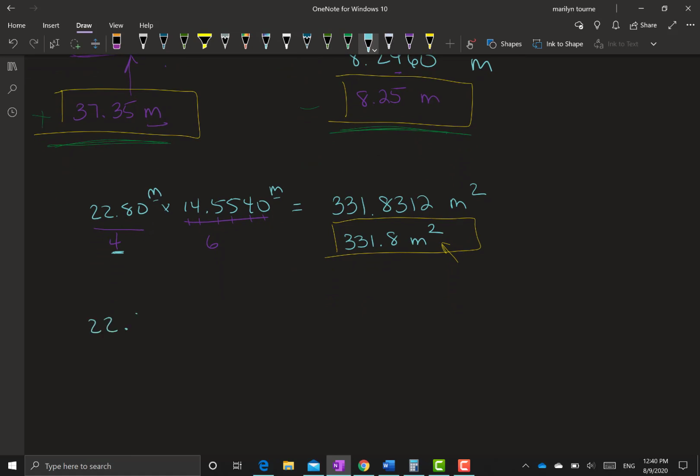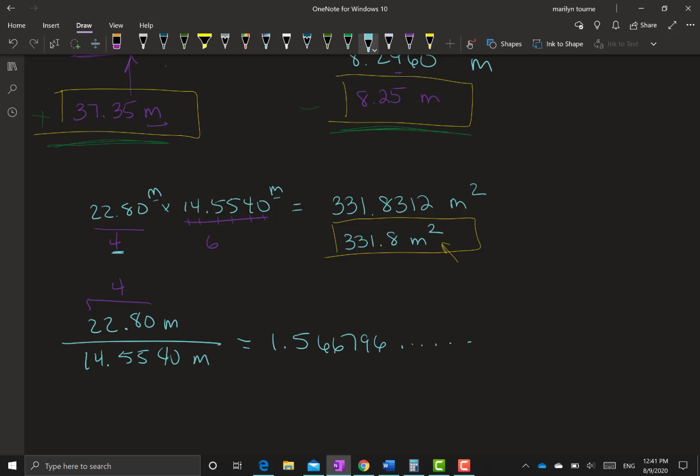So if we take 22.80 meters and we divide it by 14.5540 meters, what does your calculator give you? It should give you 1.566796, go on and on. So this guy, just as we said above, has 4. So that means that our final answer must also have 4.